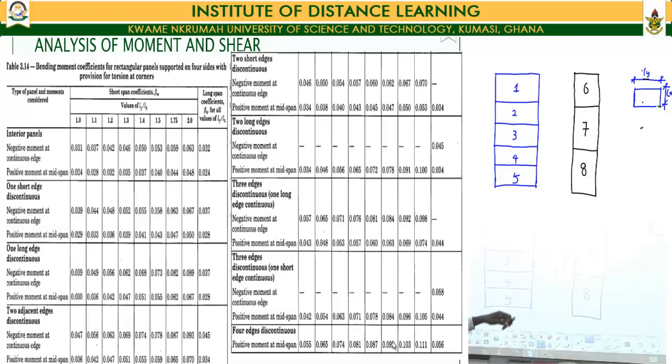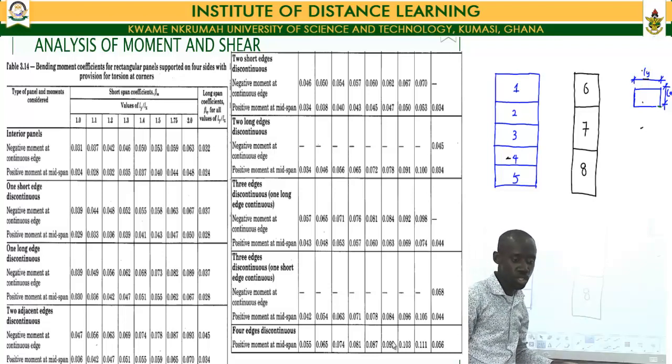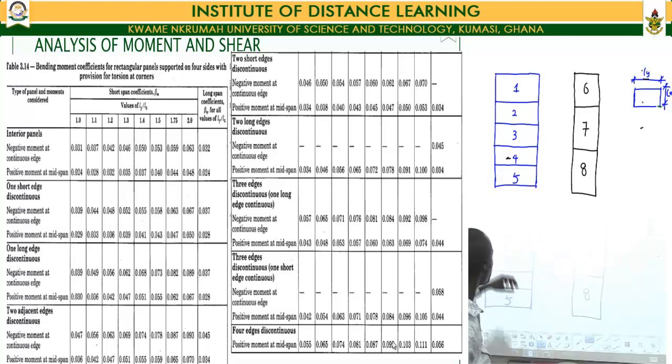Now, if we come to the sketch that we have for our first sketch, panels number 2, 3, and 4 are all typical examples of the two-edge discontinuous panel, whereby for panel 2, the long side connects into panel 1, and it again connects into panel 3. If we take panel 3, the long edge connects into panel 2 and panel 4. And for panel 4, the long edge also connects into panel 3 and panel 5.